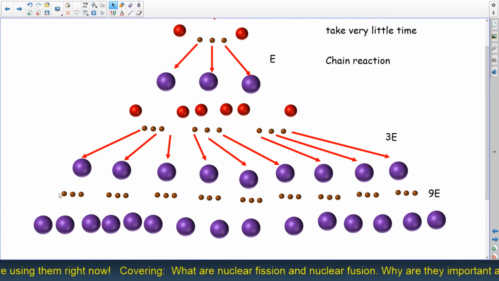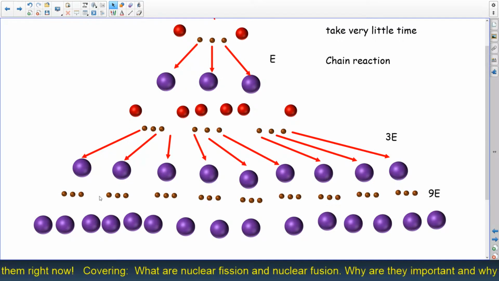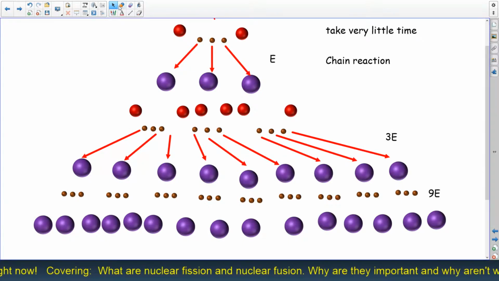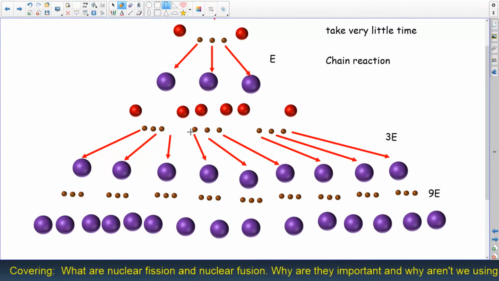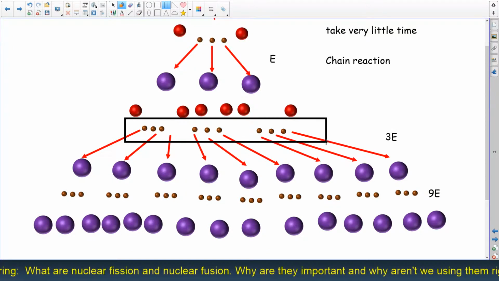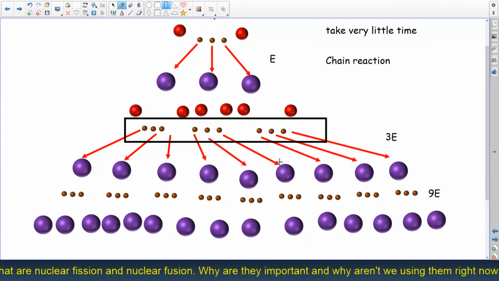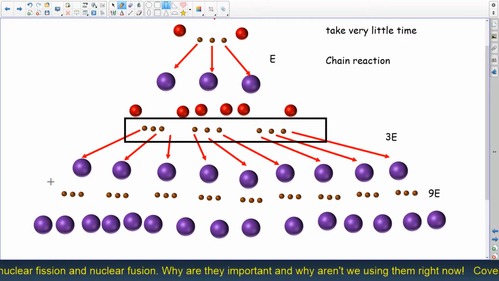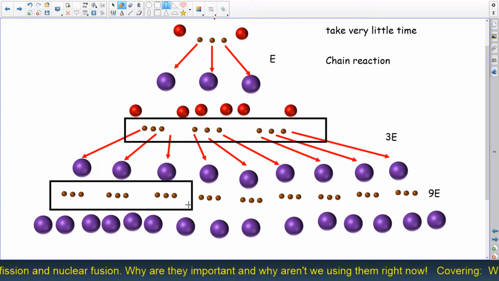But we don't want it to get out of control. We don't want a bomb. We just want something really, really, really hot. So all we need to do at that stage is to go, right, we're happy with this set here. So what we need to do is in the next level, we need to allow the same number to continue.